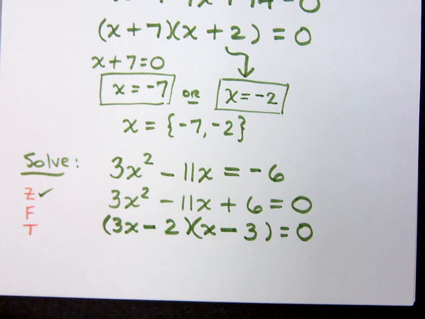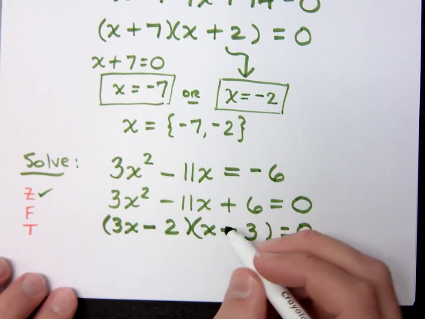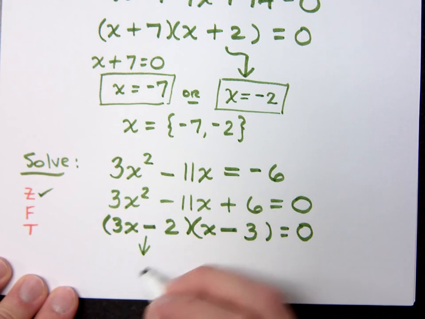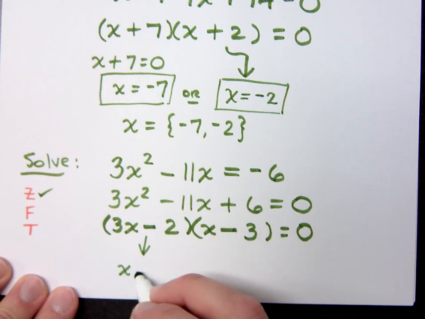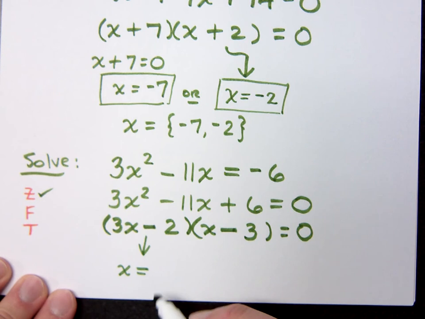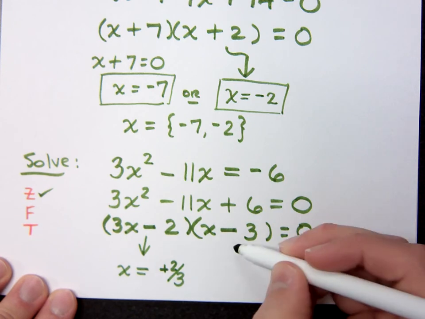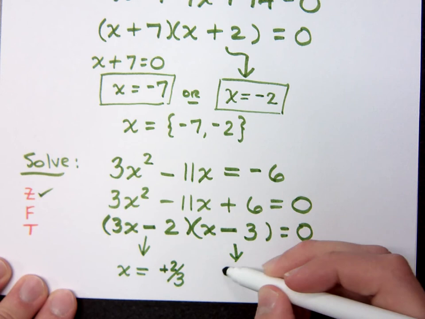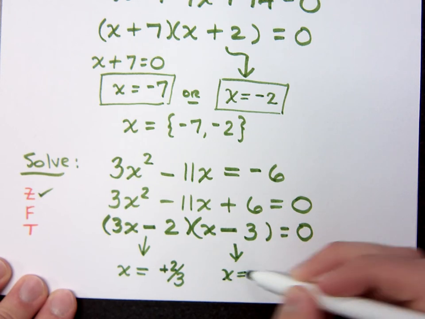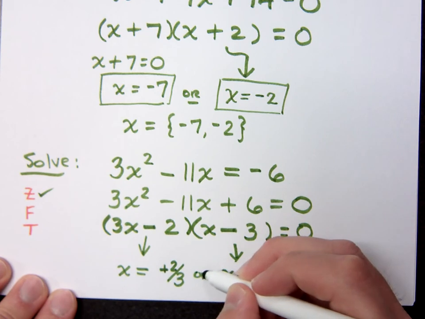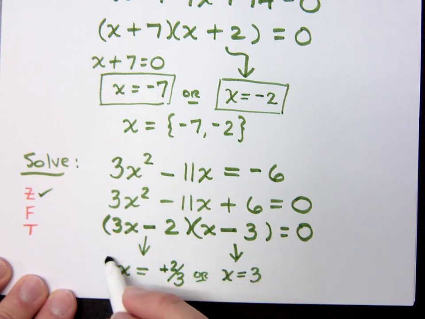Okay. So now you got 3x minus 2 equals 0. If you set this equal to 0, can you tell me the steps you would take to get x by itself? You would add 2, and then you divide both sides by 3, right? What would you get from this? x equals 2/3. And from the other factor I get x equals 3. So my solutions will be 2/3 or 3.